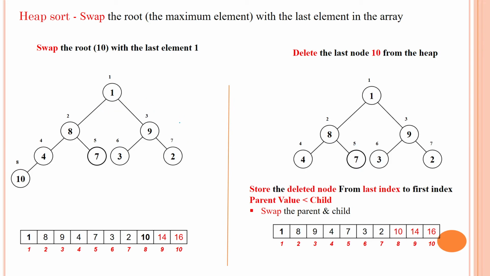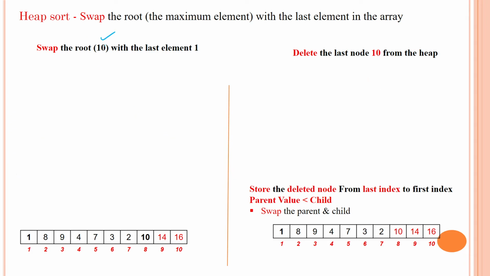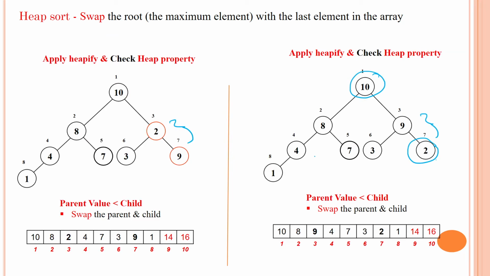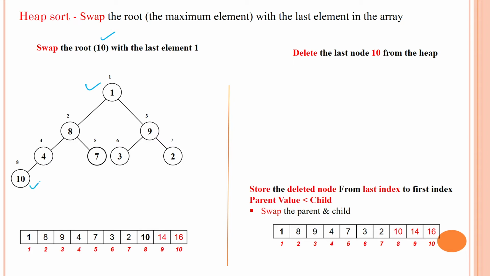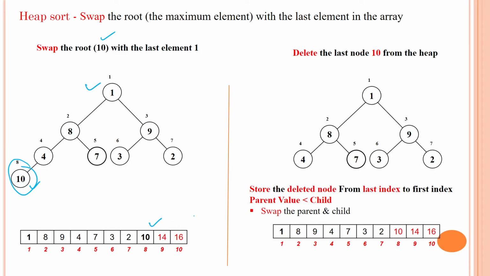After swapping, the root node 10 is deleted. Okay, so here, once 10 is swapped with, sorry, not this one, this is the last index, 8 is the last index. So 10 and 1 are swapped. So 1 becomes the parent, 10 becomes a child, then 10 will be deleted from the heap, so it will be stored in the array. So after deletion of the 10, we are getting the heap like this.